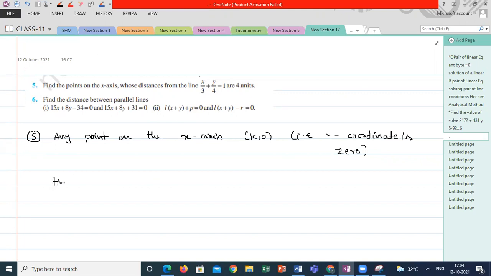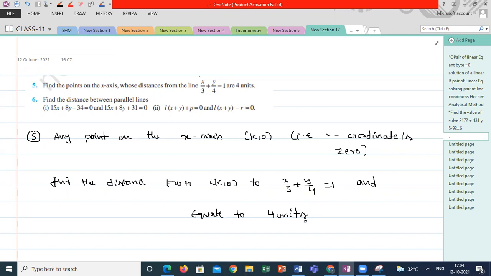So find the distance from k comma 0 to x by 3 plus y by 4 is equal to 1 and equate it to 4 units. Please, students, quickly try and let me know what the answer is. I gave the clue also.